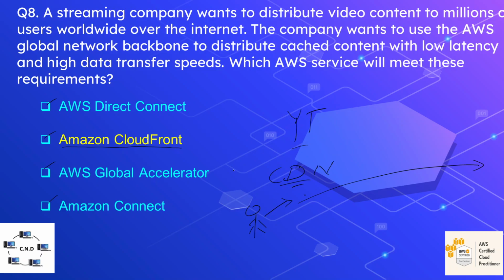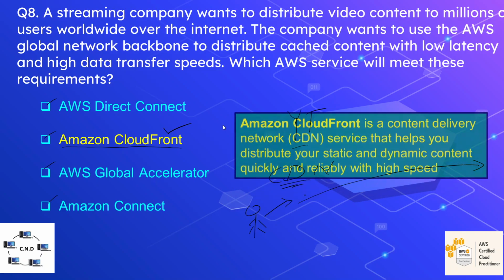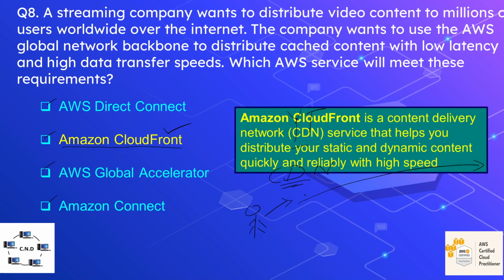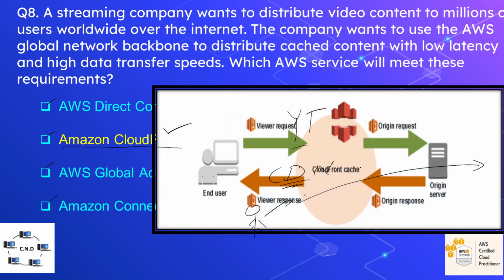using the CDN network, or in the case of AWS, it is Amazon CloudFront. It is basically a content delivery network service that helps you distribute your static and dynamic content quickly and reliably with high speed. And this is a diagram.